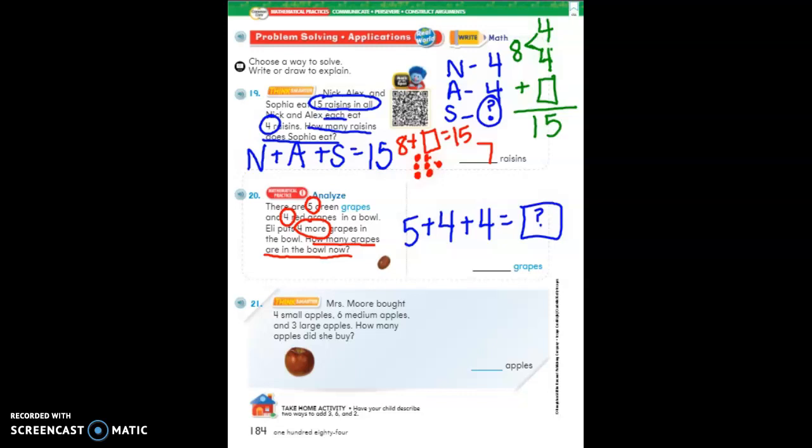Number 21. Mrs. Moore bought 4 small apples, 6 medium apples, and 3 large apples. How many apples did she buy? She bought a lot of apples, lots of different sizes. But we just have a number sentence with 3 addends. There's 3 numbers. 4 small plus 6 medium plus 3 large equals our answer. So you decide which 2 addends to start with, and then don't forget to add that 3rd addend.